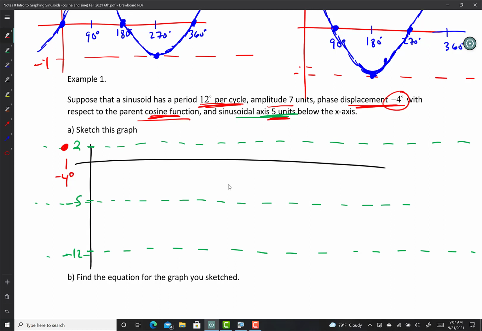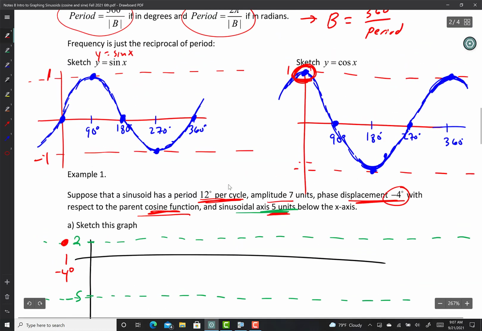That's my point that I'm going to use. That's like my shift. They told me that displacement is -4, and they told me to use cosine. You know what I mean, Abdul Karim? So I moved this max for the cosine. I just moved it 4 to the left, because they told me my phase displacement. Phase displacement is your horizontal shift.